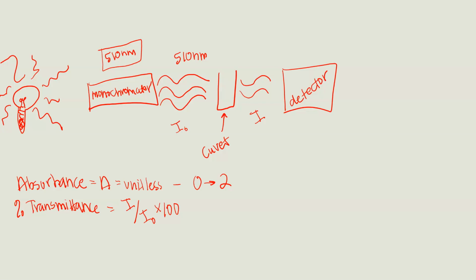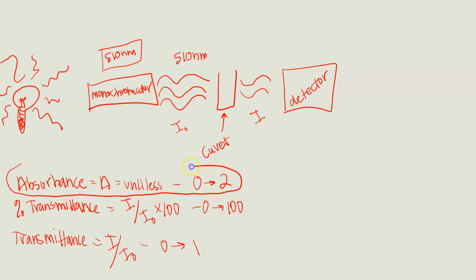Okay, and so it's a percentage. So 0 to 100 is what our values are. And then the last unit would just be transmittance, which is the same thing. It's just not in percentage form. It's in decimal form. So the intensity of light divided by the initial intensity of light, and it goes from 0 to 1. So absorbance is the SI unit. It's the one we're going to use. But it's good to be able to convert between them as necessary.